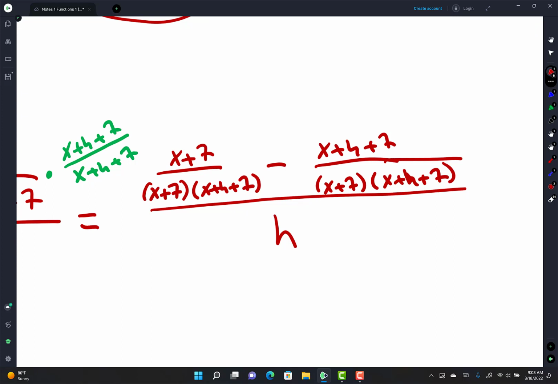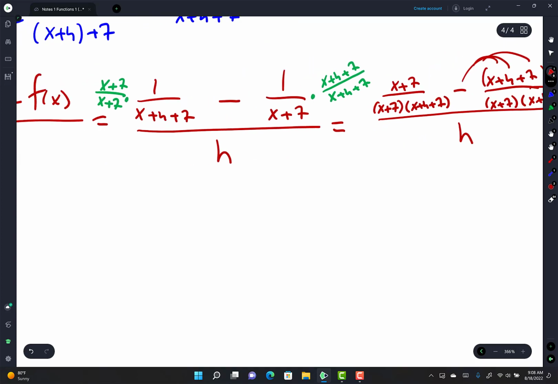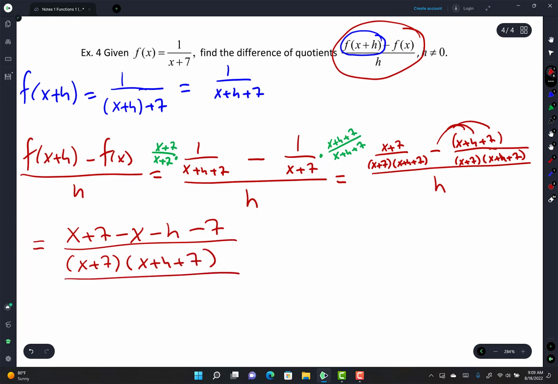Add the same common denominators in the numerator, if that makes sense. So I can go ahead and group them like this. I will put a parenthesis here, guys, so you don't mess up distributing the negative. I'm going to zoom out for a little bit so I can write everything. I'm going to have x plus 7 minus x minus h minus 7, distributing the negative, all over x plus 7, x plus h plus 7. And then all that is still over h.